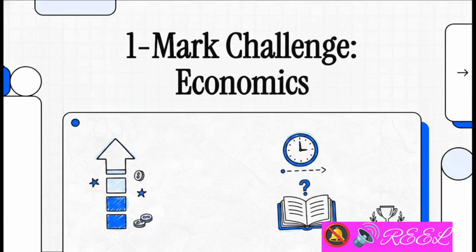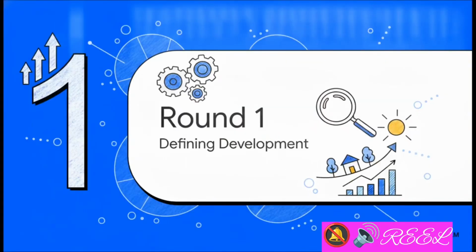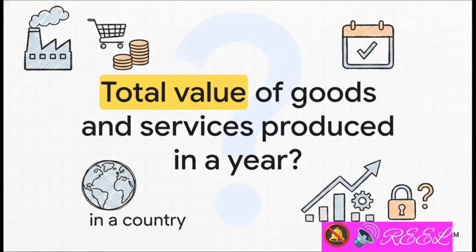Let's get into it. Here is today's game board. We're covering defining development, the Human Development Index, gender and equality, and then wrapping it all up with the final exam. Round 1. Defining development. We are kicking things off with the absolute macroeconomic fundamentals. Here is your first one-mark challenge.